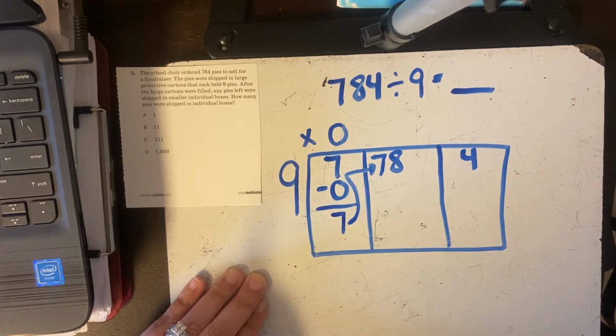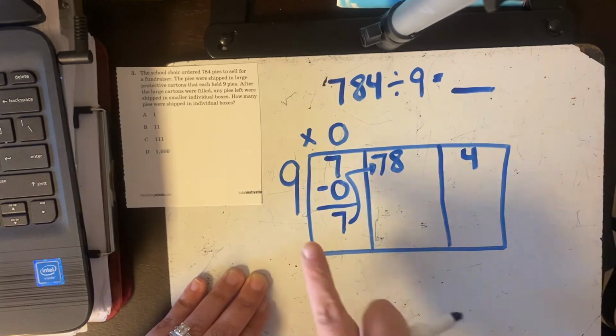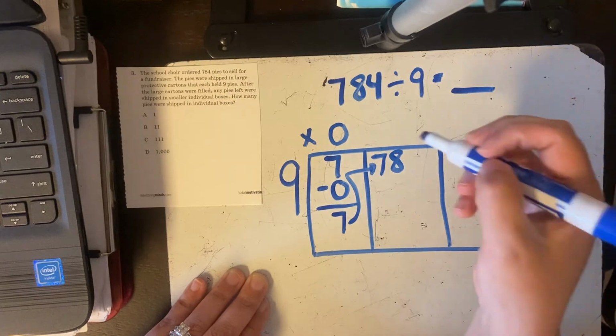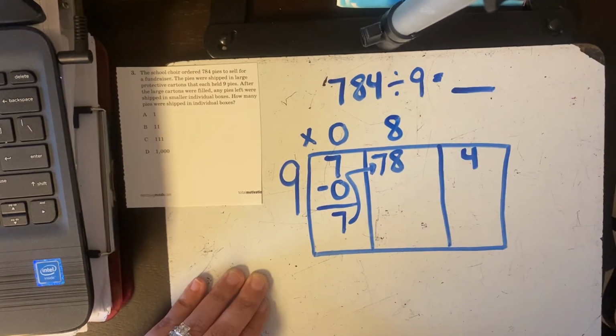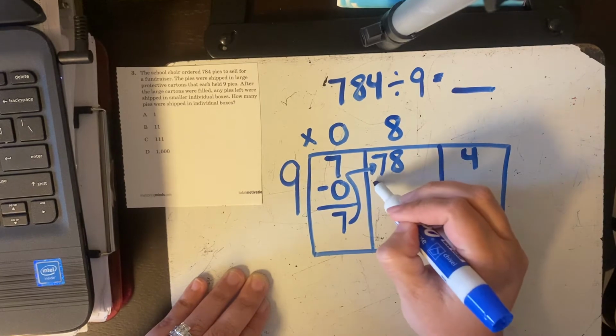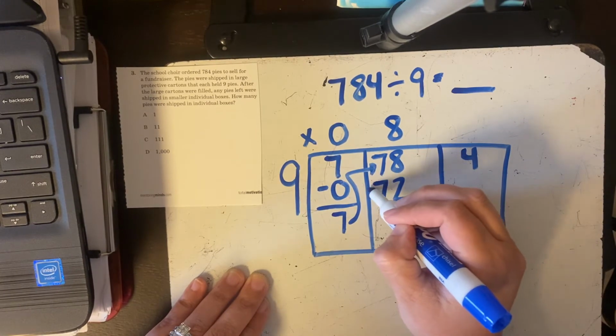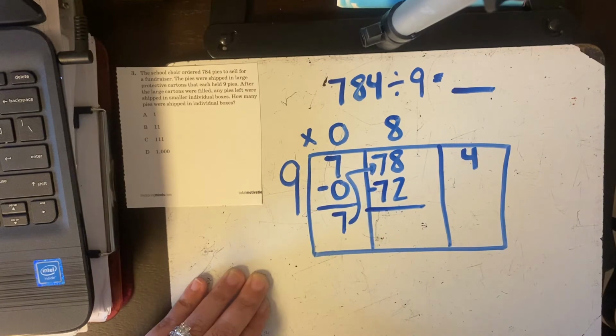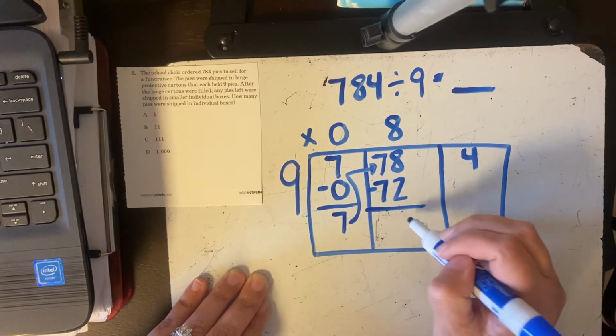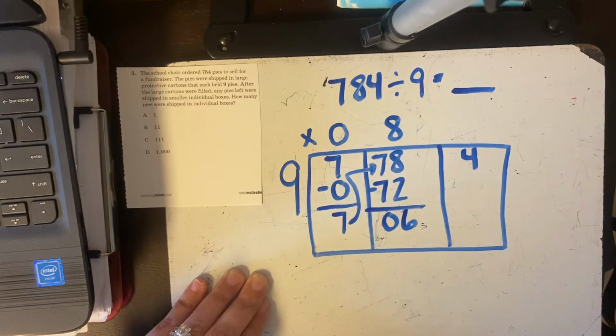So thinking about my multiplication facts, my multiples of 9, the closest I'm going to get to 78 would be 9 times 8, which would give me 72. Because if we did 9 times 9, it would be too much. It's going to give us 81. So 9 can go into 78 8 times, and 8 times 9 equals 72. We're going to subtract 78 minus 72, and we're going to be left with 6.